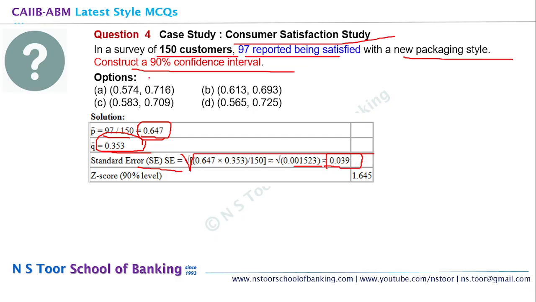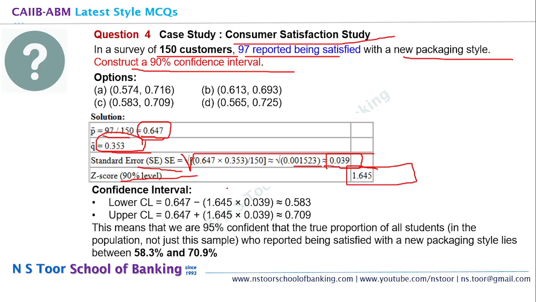Now we have to calculate the 90% confidence interval. So Z score at 90% level is 1.645 as per the standard table. So now we know what is the Z score. We know the standard error. So we have to find out the intervals.